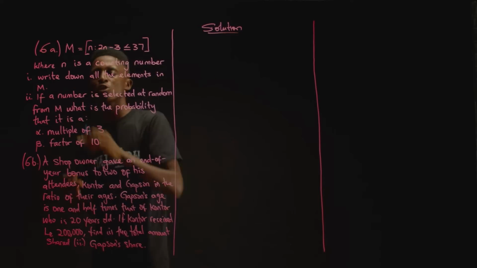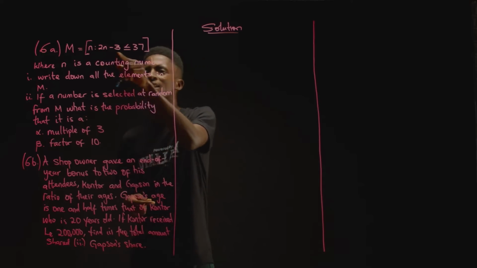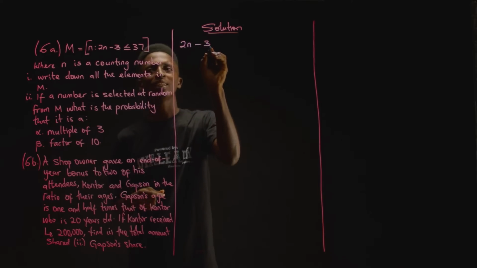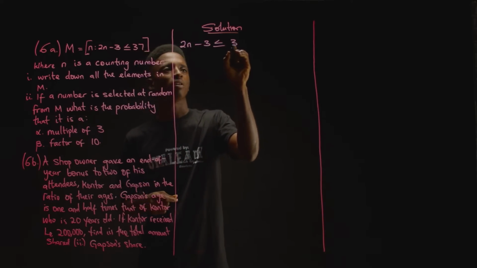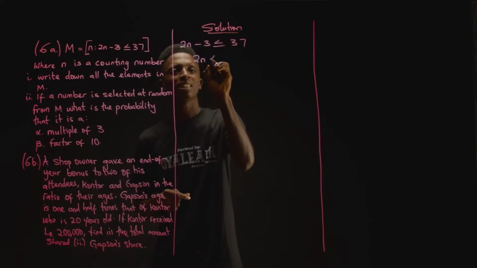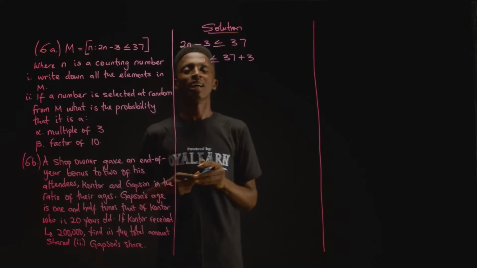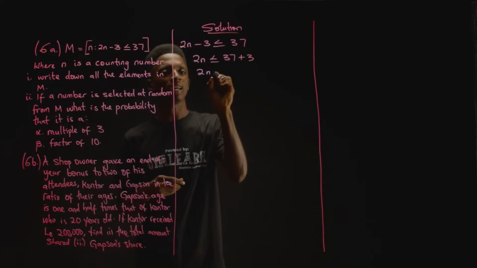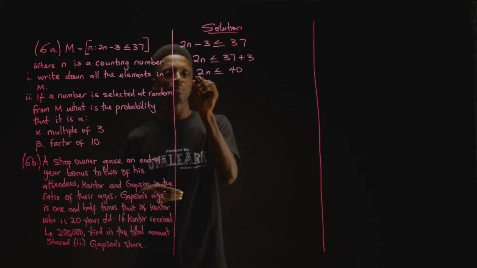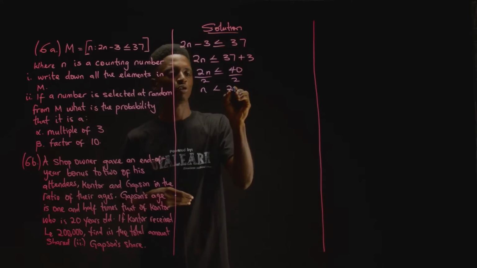Now, recall that the elements of M consist of n, which are counting numbers. But to solve that, we have to first solve this inequality, where we have 2n minus 3 is less or equal to 37. What this means is that 2n is less or equal to 37 plus 3. And then when we solve this, we see that 2n is less or equal to 40. And then when you divide both sides by 2, n is less or equal to 20.